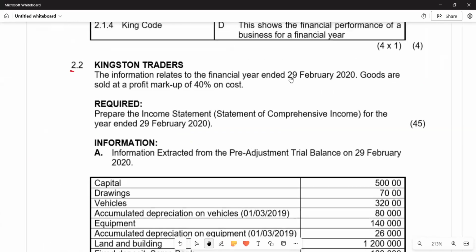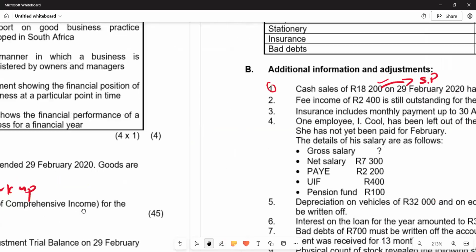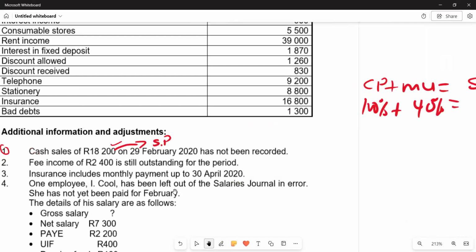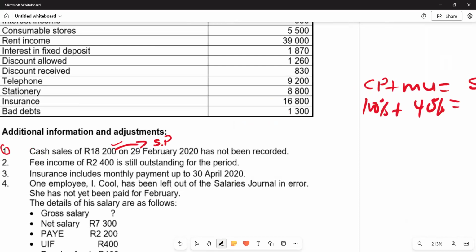We go there, and you'll see that at the beginning of the question, we are told that the information relates to the financial year ended 29 February 2020, goods are sold at a profit markup of 40% of cost. So it means we're going to say 100% plus 40%. 40% represents the markup. So plus 40% will give us the selling price, which is our 140%. The figure that we are being given there as our cash sales is selling price, so it's 18,200.